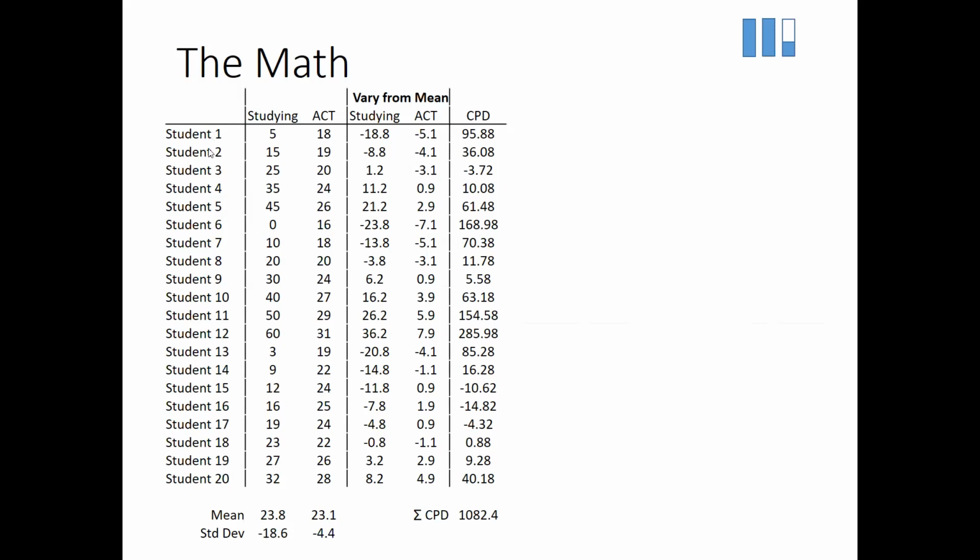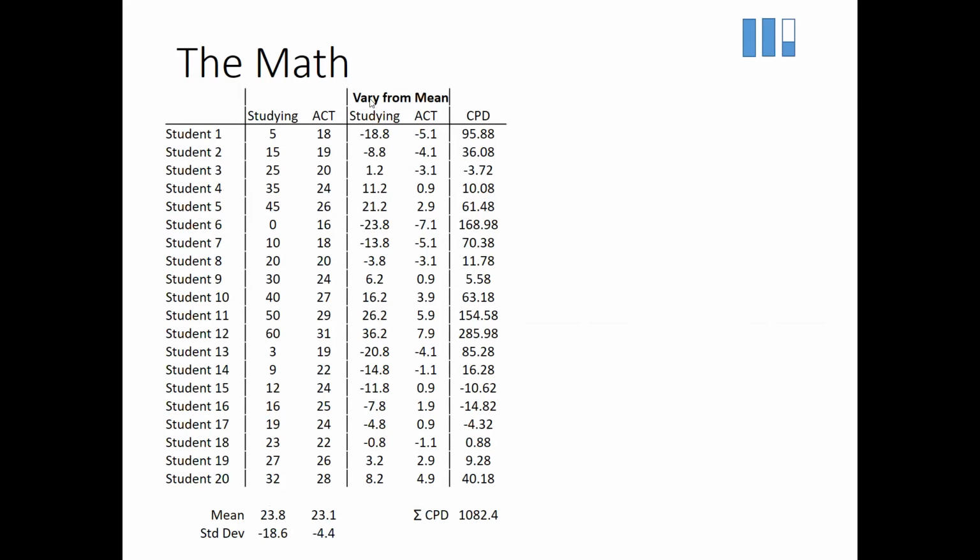Here's our 20 students. Student 1 spent 5 hours studying. They scored an 18 on the ACT. The average ACT is a 23. I was off by 1. It's 23. The average ACT is a 23, and the average number of hours of studying is 23.8. Okay, so they're both almost the same. That makes it a little easier to remember.